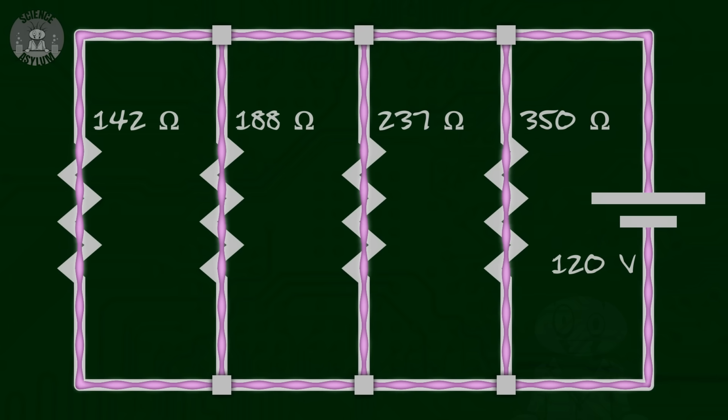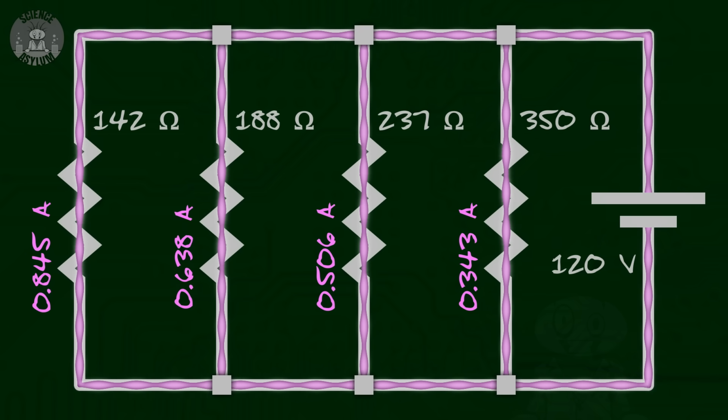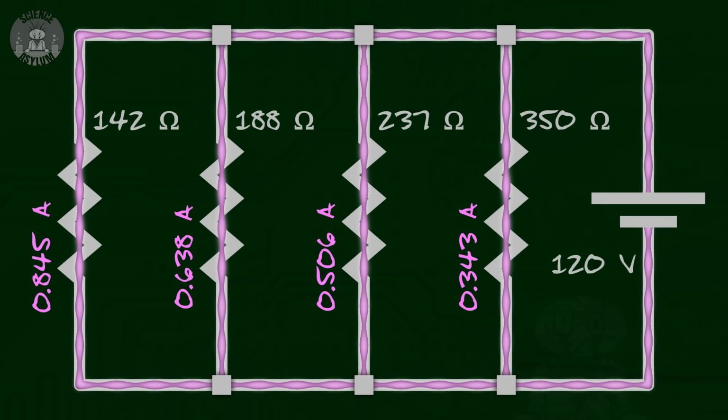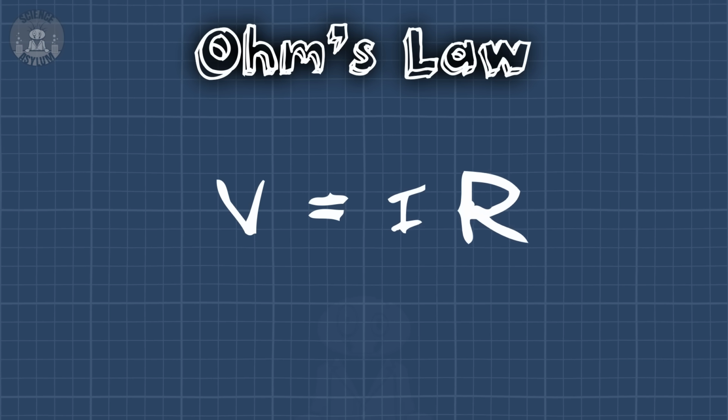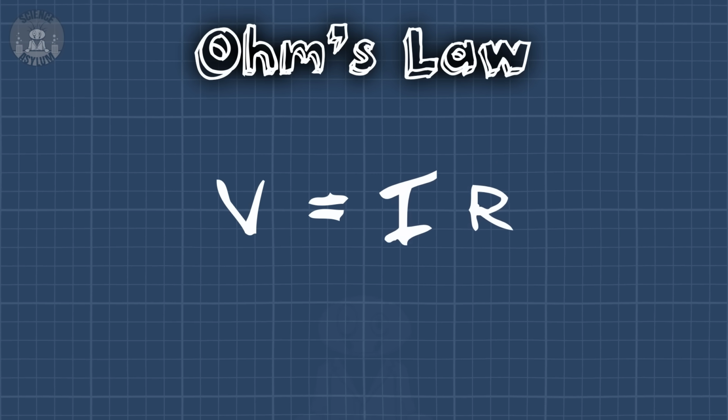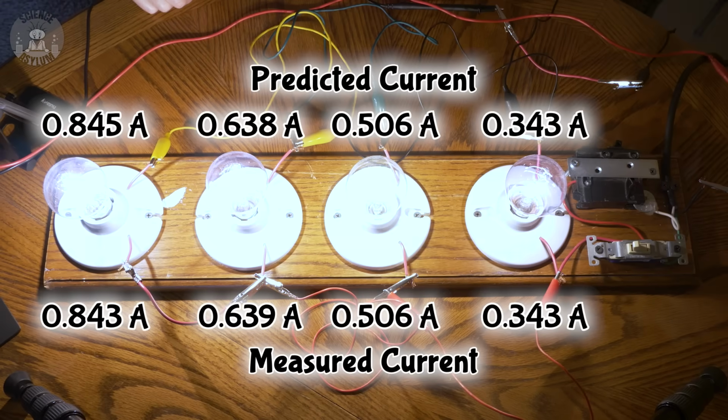If we know the resistances of each path, we can make a prediction about how much current will go that way. More resistance means less current, and vice versa. As you can see, the new rule matches our experiment really well.